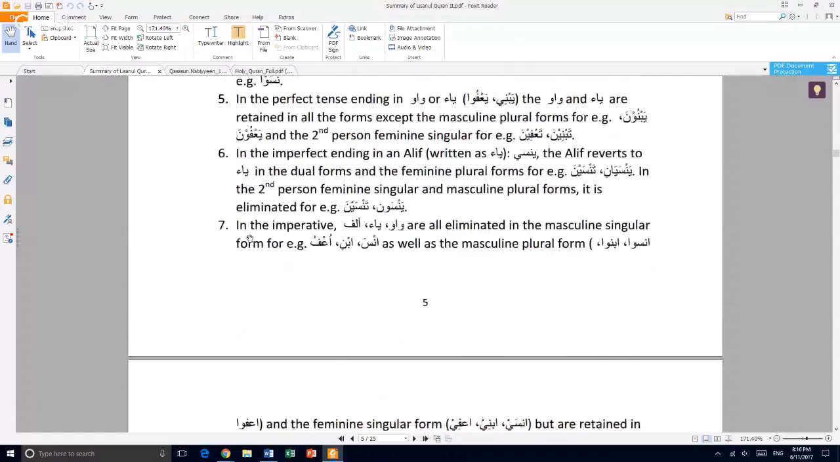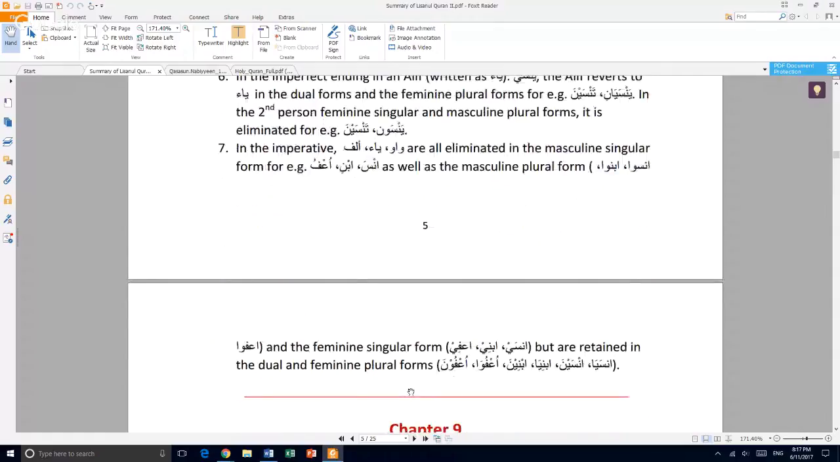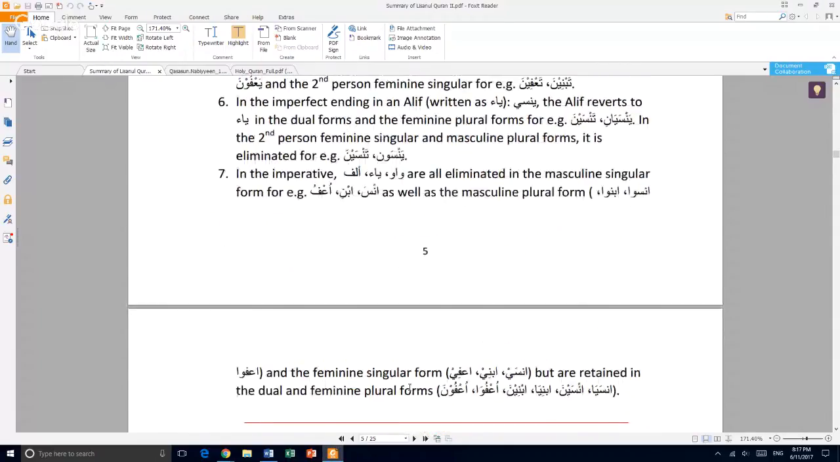Let us finish this in the imperative. Alif, waw or ya are all eliminated in a masculine singular form, for example, ufu, ibni, insa, as well as the masculine plural form, and the feminine singular form, ufi, ibni, insa, but are retained in the dual and feminine plural forms: ufuna, ufuwa, ibnina, ibniya, insayna, insaya.